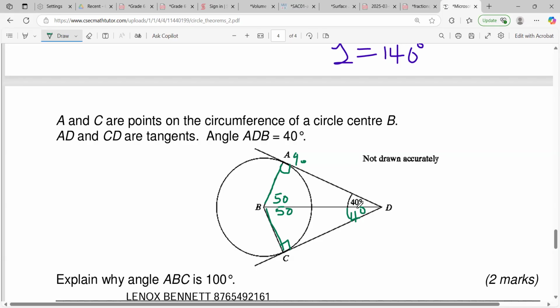Another way you could look at it: since you know that this side is equal to this, this would be 80. And we know that the entire angle is supplementary to this. So the 80 plus the angle here would equal 180. So if this is 80, that will make the entire angle 100. And that's it.